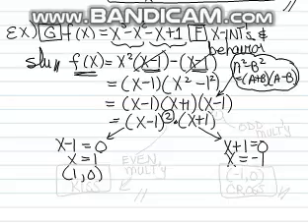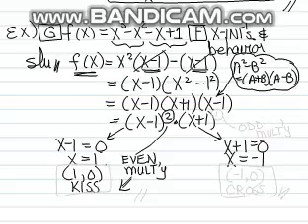Now, since our multiplicity is even, that means that we have a situation where the graph is not going to cross, it's going to kiss at the x-intercept. So, pointing out even multiplicity, that's the reason why we say that this x-intercept is going to be a kiss. It's just going to touch the axis and then turn around.